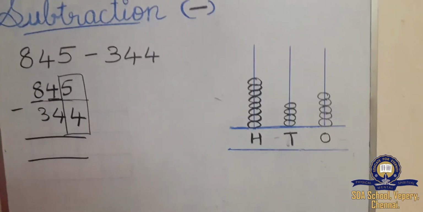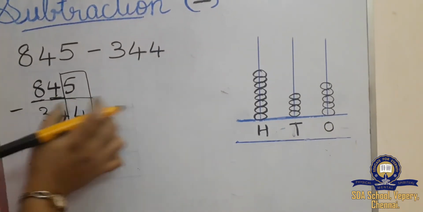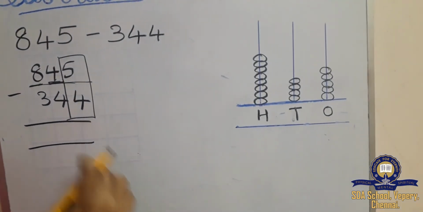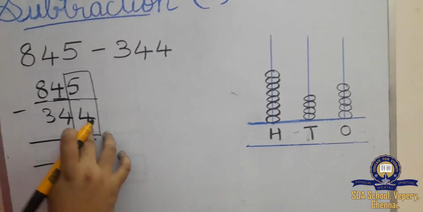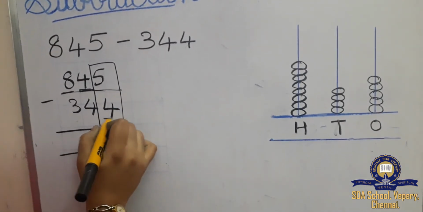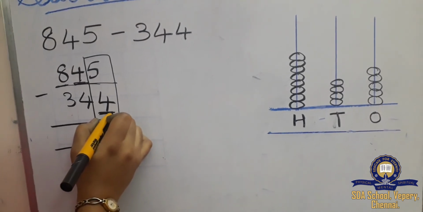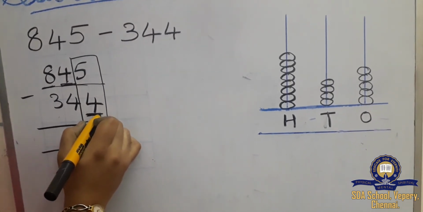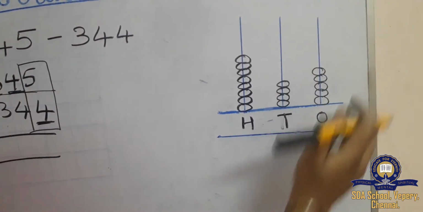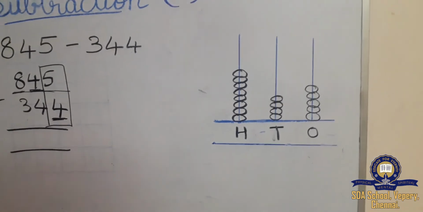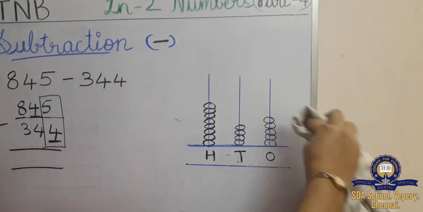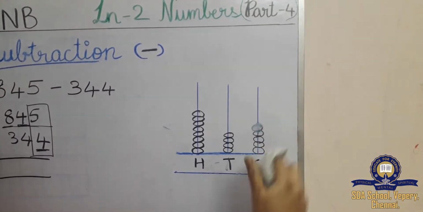So in addition, what are we doing? We add these numbers to these. But in subtraction, what do we have to do? We have to take away these many numbers from these. First, in the ones place we have 4, so we should take away 4 from this 5. So if we rub 4 beads from that 1.